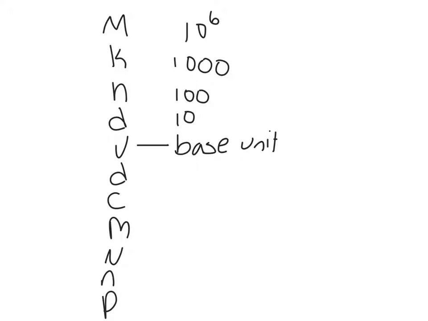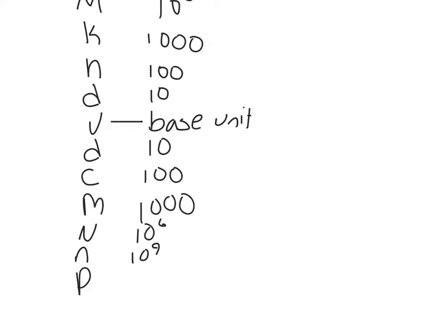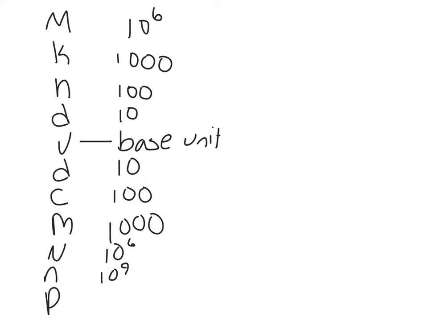Now, as I go down, it's the same thing. So 10, 100, 1,000. And then micro is 10 to the 6th. Nano is 10 to the 9th. And then pico is, let me zoom out a little bit, 10 to the 12th. So you can see the pattern there as well. It goes 10, 100, 1,000, and then so 1, 2, 3 zeros, then 6, then 9, then 12.